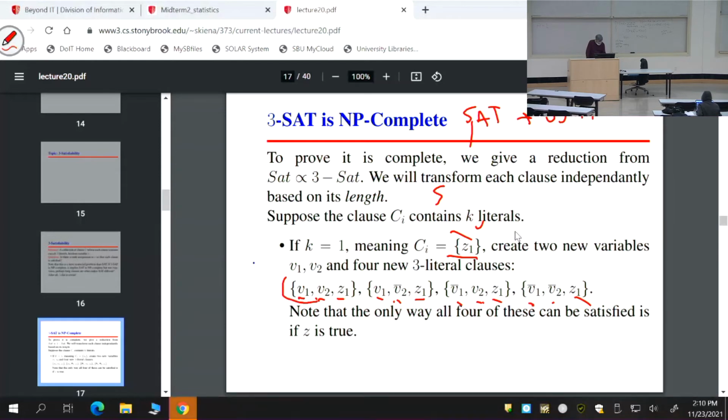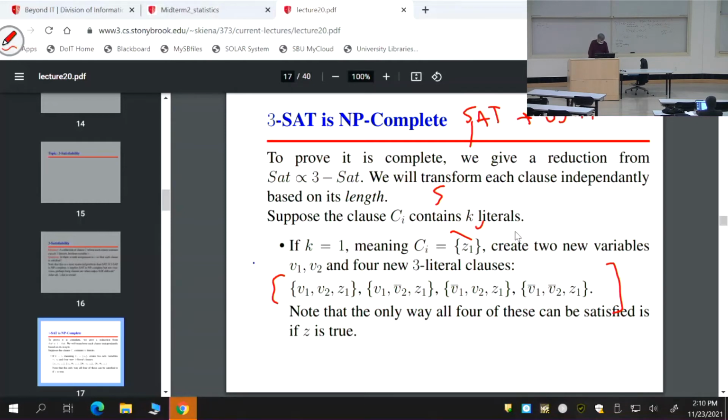Notice that these 2 are not negated. These 2 are negated. The second one is negated here and the first one isn't. The first one is negated here and the second one is negated here. Does everybody see that these are 4 different 3-element clauses? Now, why did I do that? My claim is there is one way and only one way to satisfy all of these clauses.